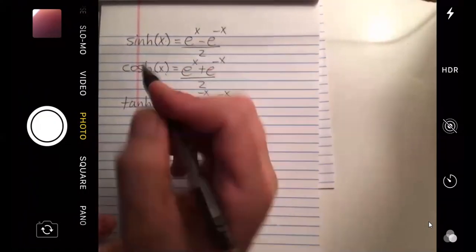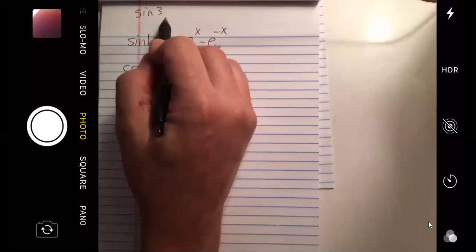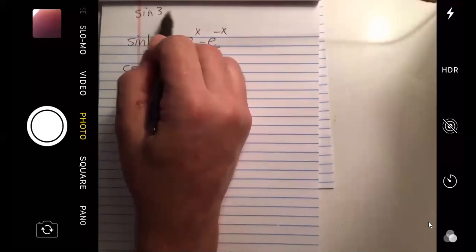But in other words, if I had you punch a sine of 3, you've got to pay attention to whether you're in degree mode or radian mode, right? You'll get one answer if you're in degree mode, because that's 3 degrees. You'll get another answer if you're in radian mode, because that's 3 radians, right?